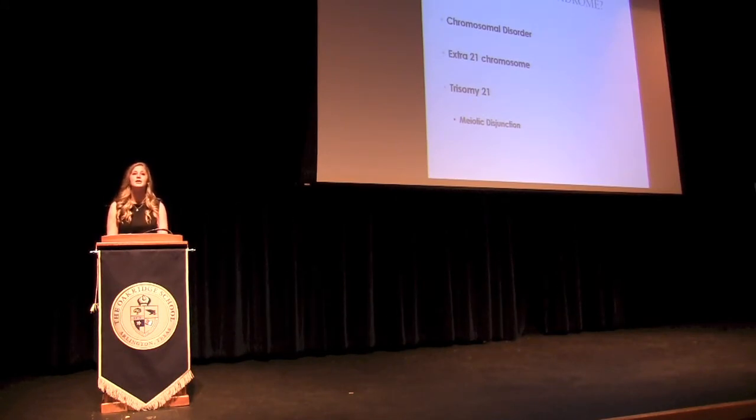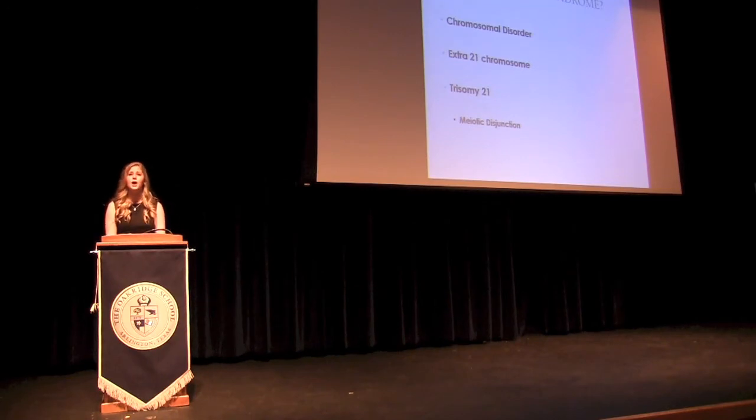Specifically, trisomy 21 is caused by meiotic disjunction. Basically, this means that during conception, one gamete, either egg or sperm, contains an extra copy of chromosome 21. And so, when combined, the child ends up receiving 47 instead of 46 chromosomes.